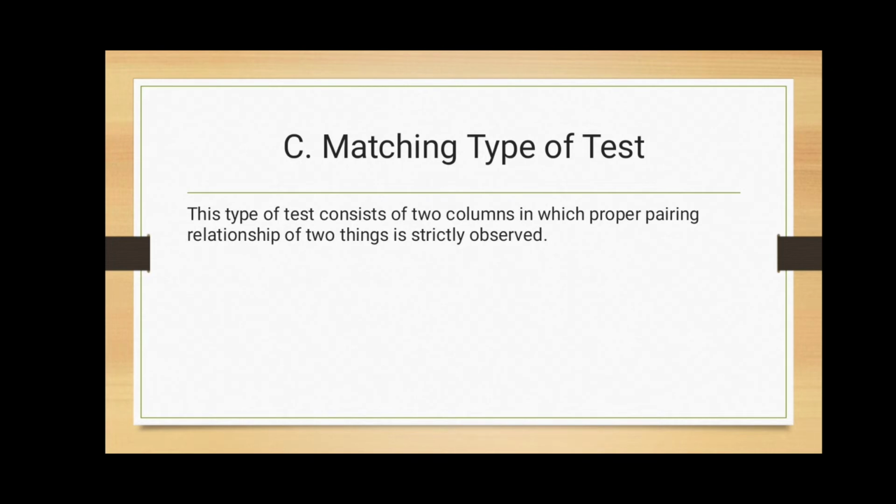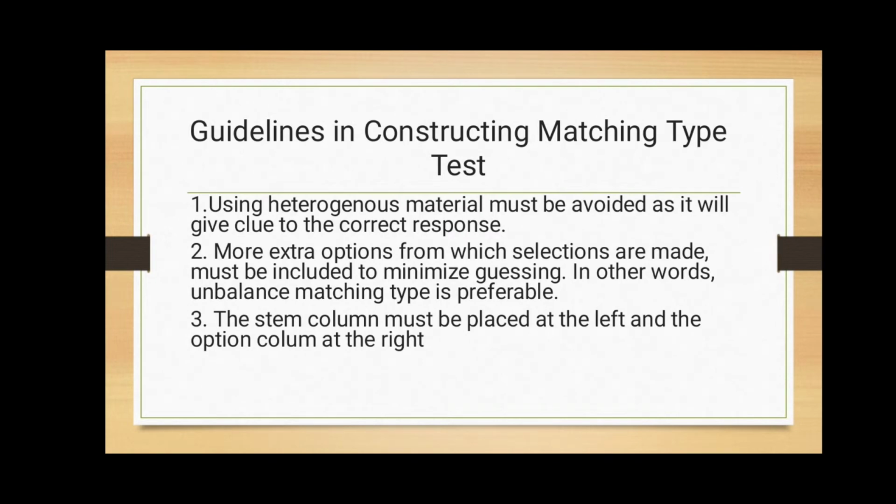C. Matching type of test. This type of test consists of two columns, in which proper pairing relationship of two things is strictly observed. Guidelines in constructing matching type test. First, using heterogeneous material must be avoided as it will give clue to the correct response. Second, more extra options from which selections are made must be included to minimize guessing. In other words, unbalanced matching type is preferable.